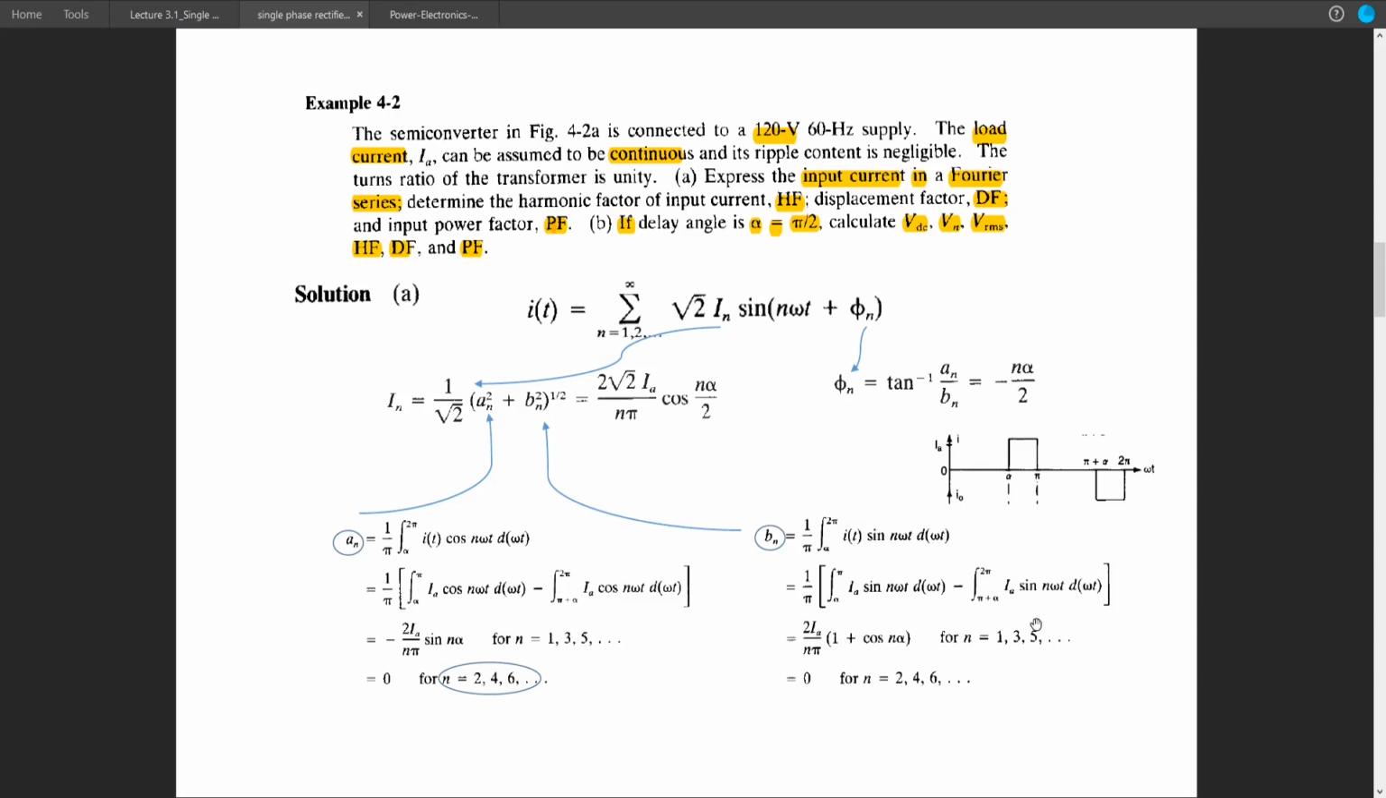So if we put the value of In and phi n in this equation, we will have the answer for the first question. But keep something in mind: this An and Bn are the coefficients of the Fourier series, so these are only applicable for odd harmonics. For even harmonics, this will be reduced to 0. So we have to put the value of n for the odd harmonics.